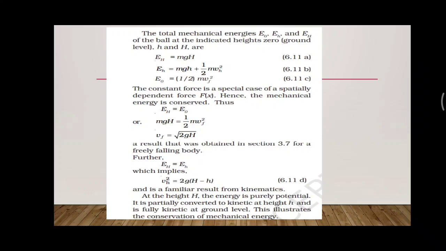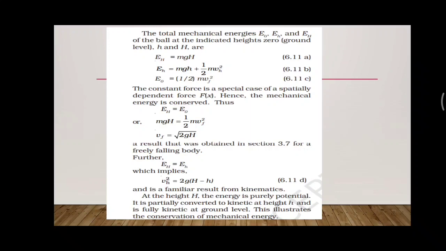Of the ball at the indicated height: 0, ground level, small h and capital H. So we are considering the ground level, height of small h, and height of capital H. At the height of capital H, the energy will be only the potential energy. Maximum potential energy will be there at the initial height capital H, where the value of the potential energy will be equal to m into g into capital H.